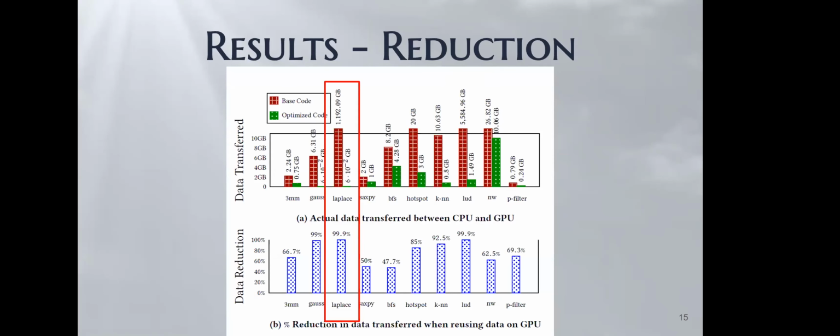Also, in Laplace equation, it transferred 1.2 terabytes of data in the base case in comparison to only 61 megabytes of data in the optimized code, with a reduction of 99.9%. We observed a tremendous reduction in the amount of data transferred between the host and the device, with BFS being the lowest at 47.7%, still a huge difference of more than 4 GB.